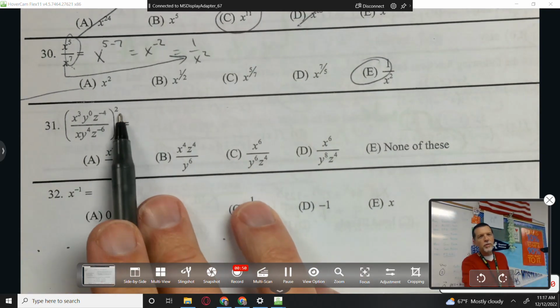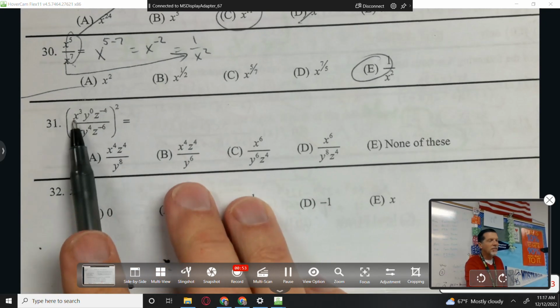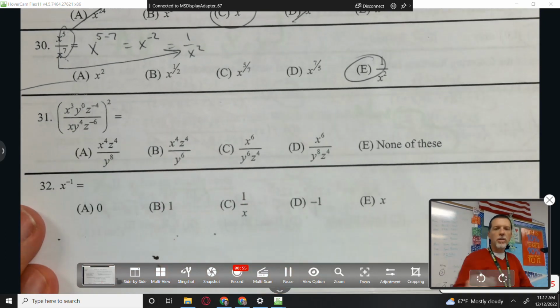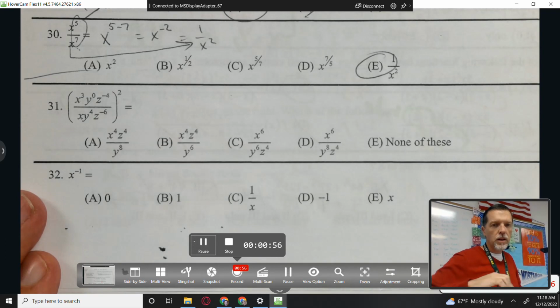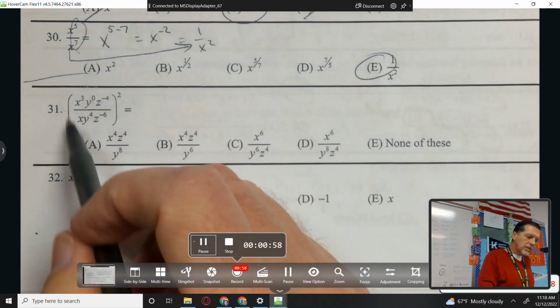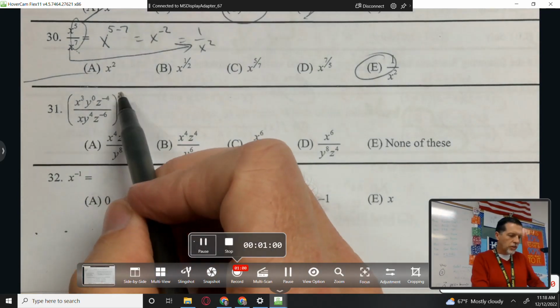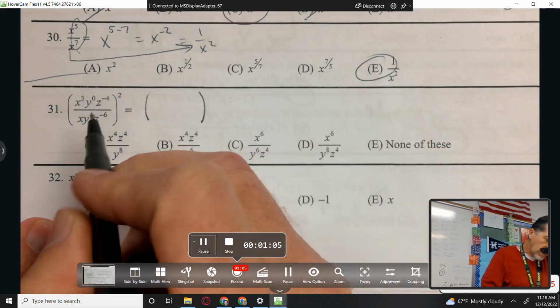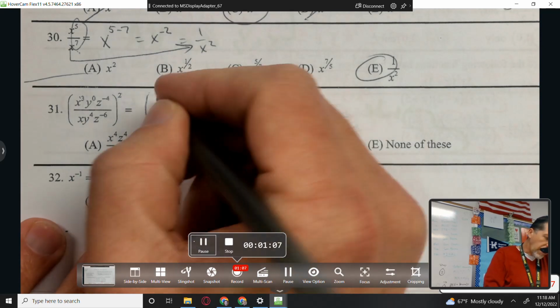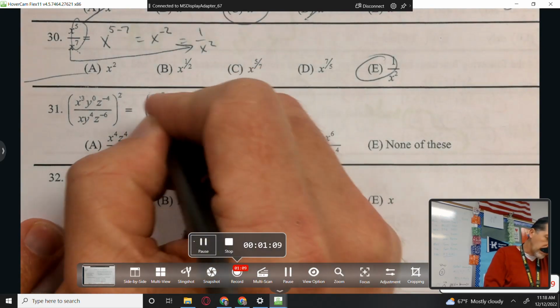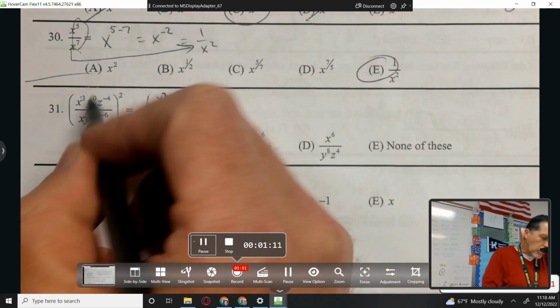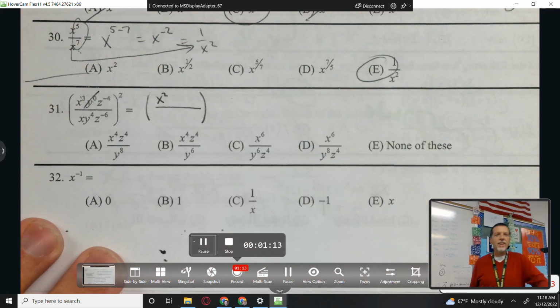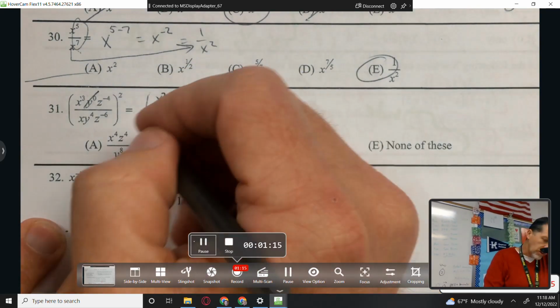We have choices here. We can distribute the 2 first, or we could simplify inside first. Either one, it doesn't really matter. I think I will clean up the inside first and then handle the 2. So the x's: x cubed over x leaves an x squared in the top. Y to the 0 is just 1, so that's kind of a throwaway. That doesn't do anything for us.